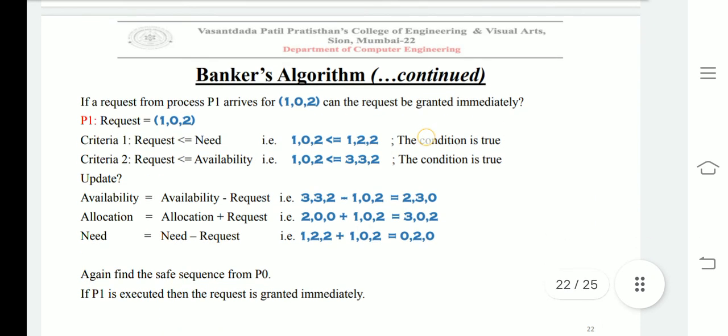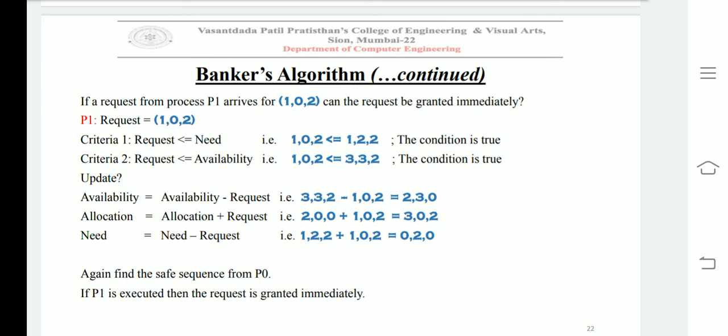So what is our third question? In this particular question, if a request from a process P1 arrives for 1, 0, 2, can the request be granted immediately? Let's find it out. So what is our request for P1? It is 1, 0, 2, right? So we need to check these two criteria.